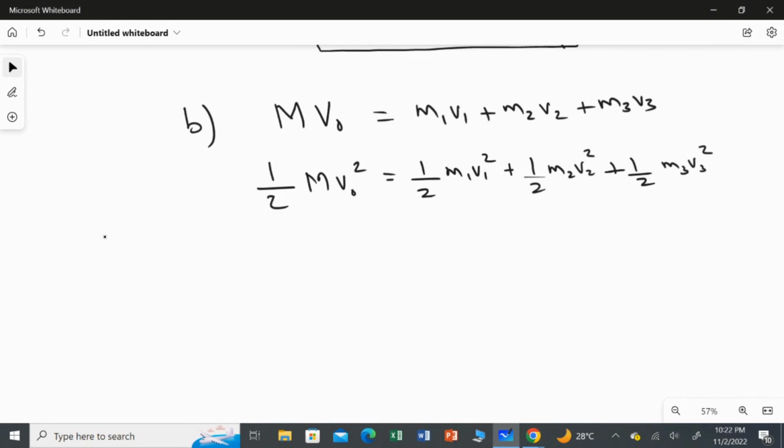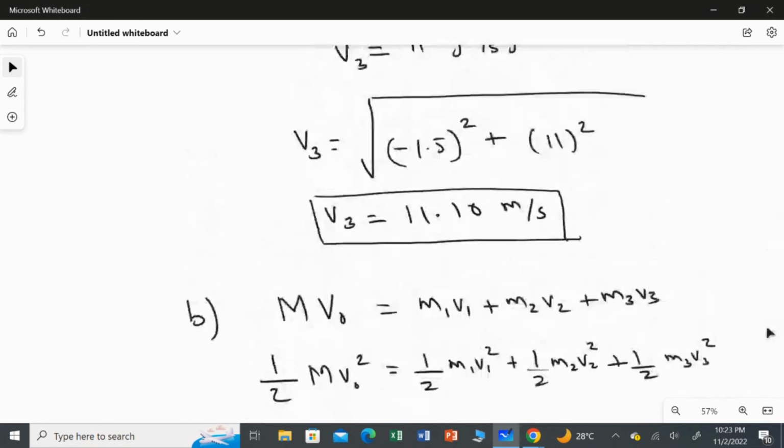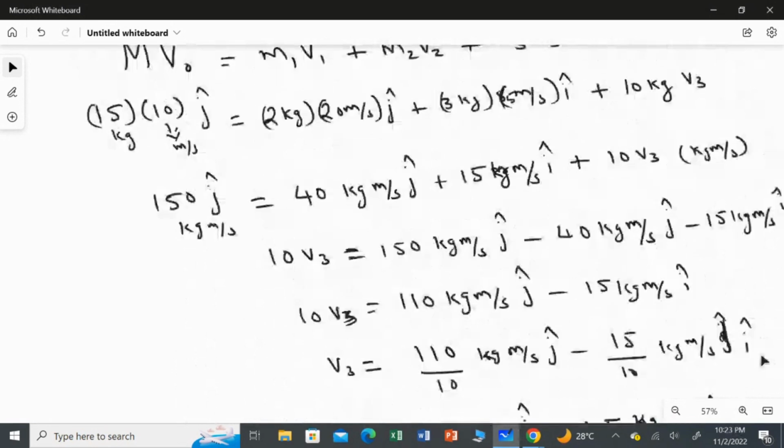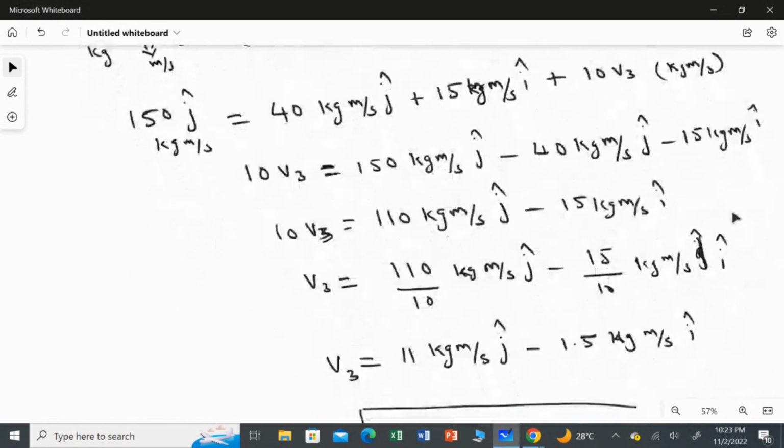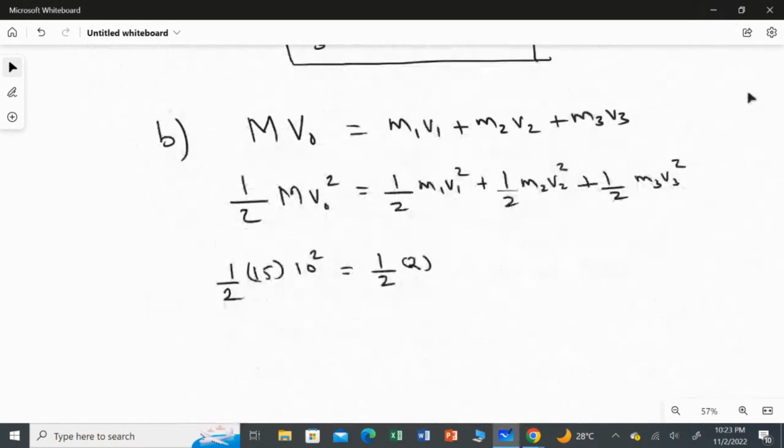Okay, let's substitute the values. Half, the total mass is 15, multiplied by V, which is 10, squared. That equals half, the first piece of mass is 2 kilogram, multiplied by its speed 20 squared. The second one is 3 kilograms, with speed 5. The third one is 10, and this V speed we found here. So I'm going to substitute all the values here.